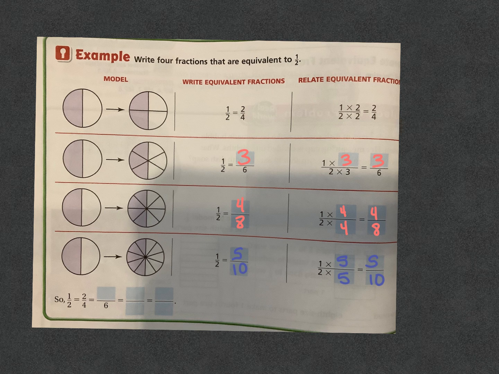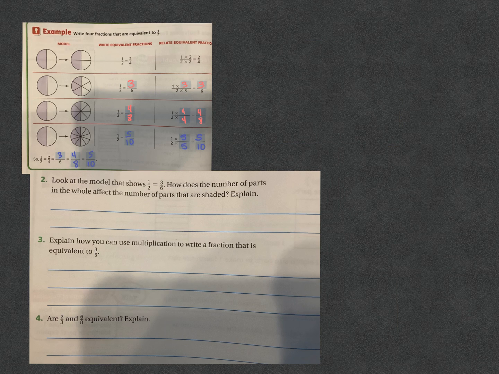So equivalent fractions to 1/2 could be 2/4. It can be 3/6. Here's the image there. It can be 4/8. 1, 2, 3, 4 out of 8, 4/8. It also can be cut up into 5/10. So let's look at the bottom of that page.